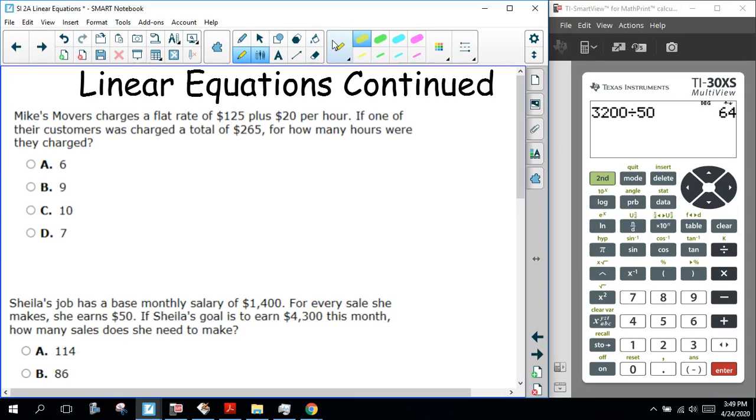All right, guys, we're going to take a look at some more examples here with linear equations. To start with, we've got this Mike's mover. He's charging a flat rate of $125 plus $20 per hour. If one of the customers was charged a total of $265, the question is how many hours? So what we need to find is the number of hours. How many hours were they charged for?